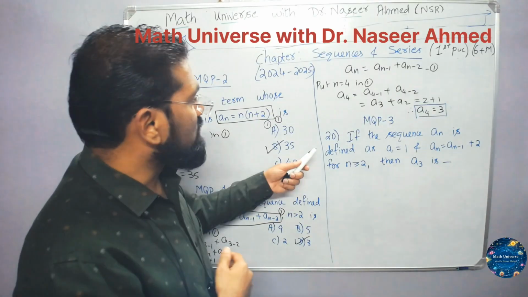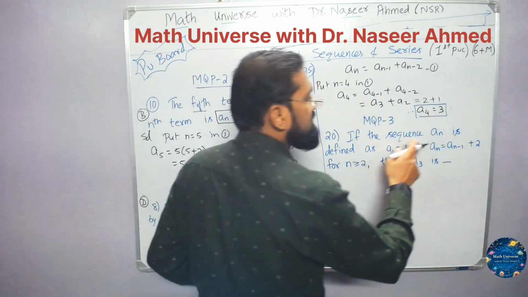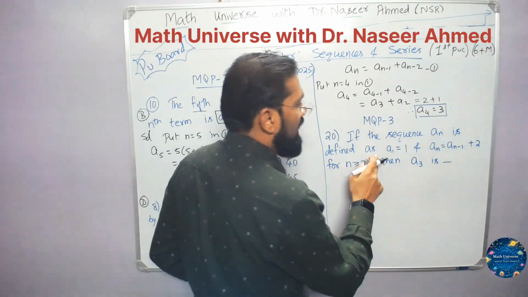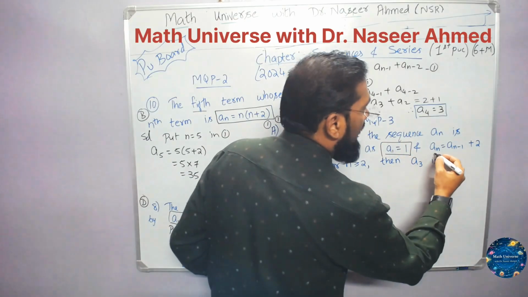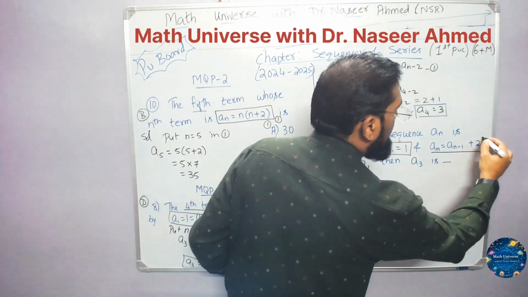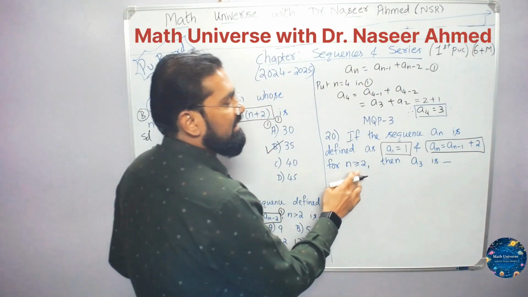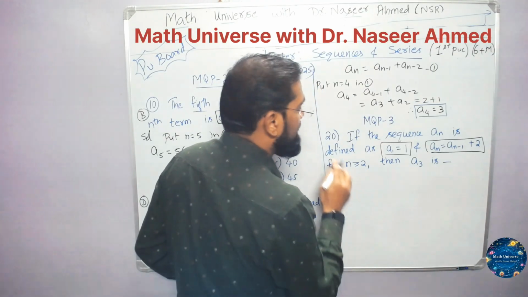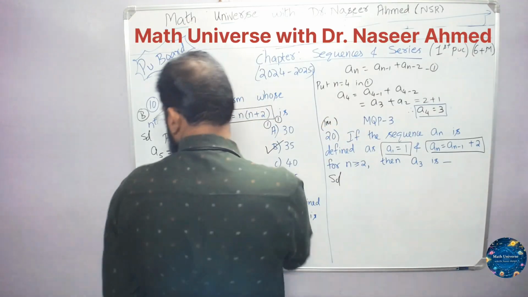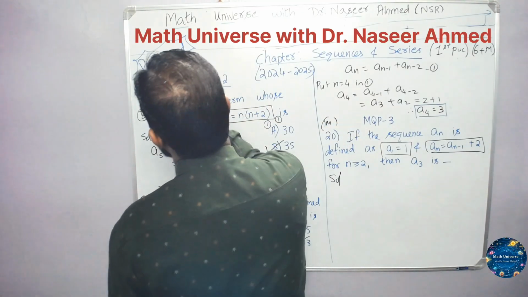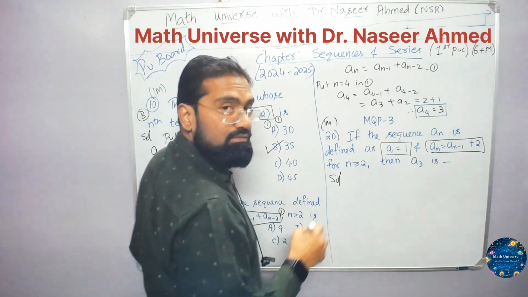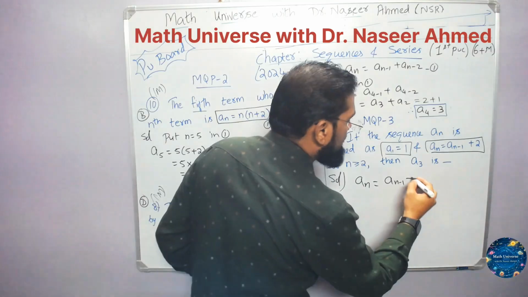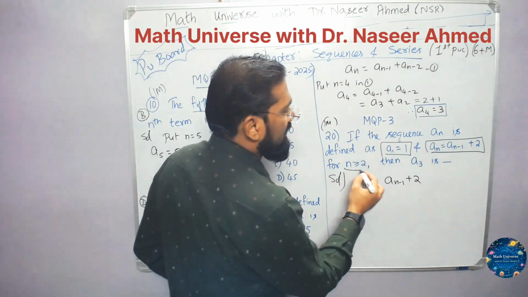Now, let us move on to question number 20. The question says: if the sequence an is defined as first term is 1 and nth term is equal to the n minus 1 term plus 2, where n is greater than or equal to 2, then find the third term. Again, coming to the solution, this is a fill in the blanks 1 marker question. This is also a 1 marker question, but MCQ based. Now, see this: an is equal to an minus 1 plus 2. Here you can see n is greater than or equal to 2.